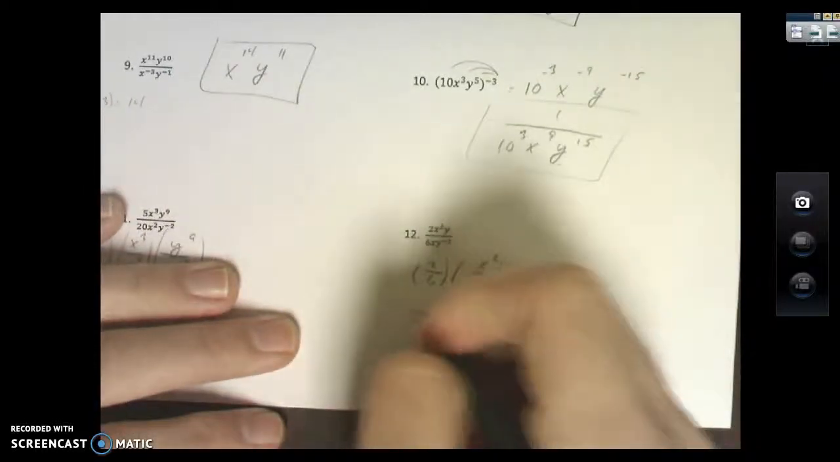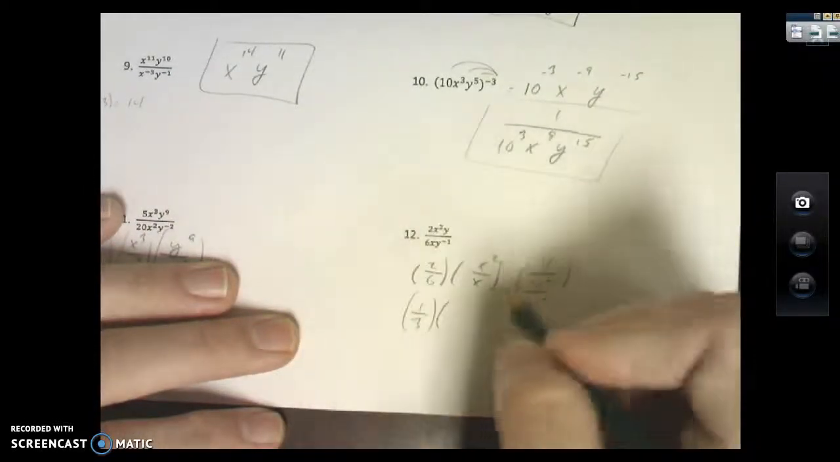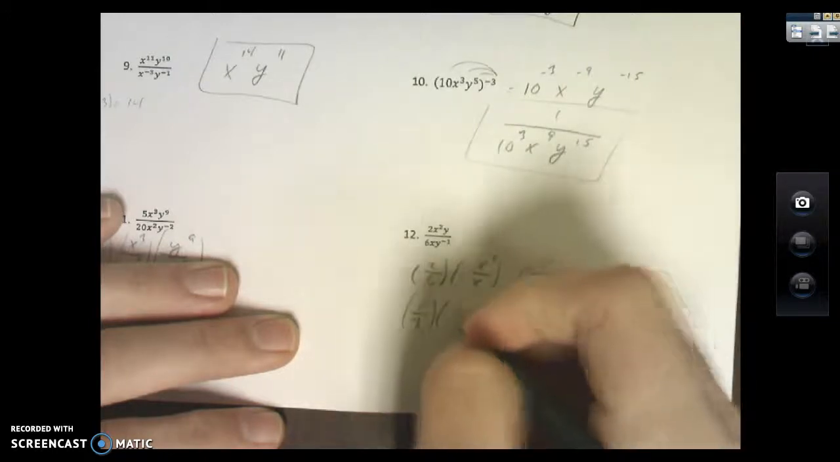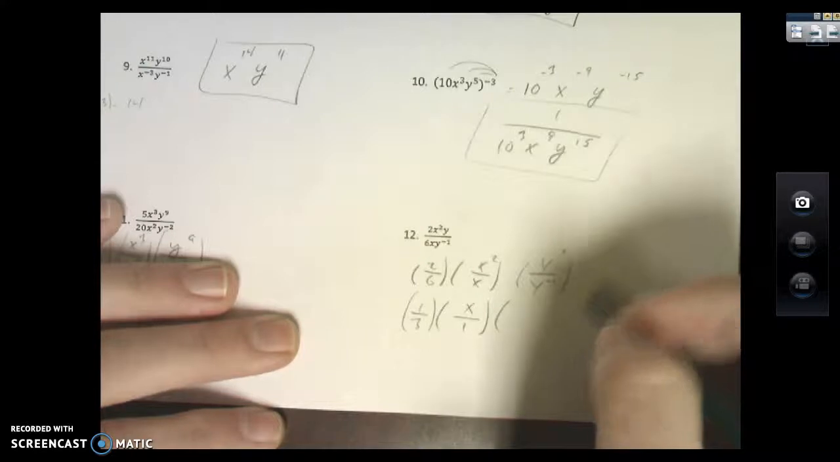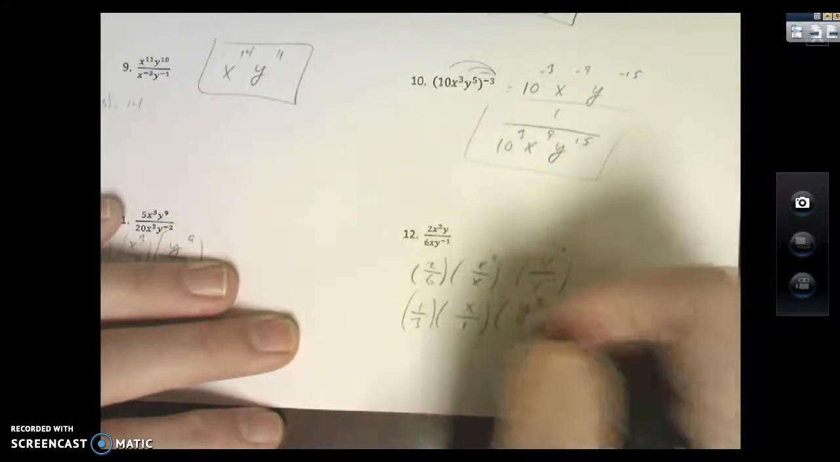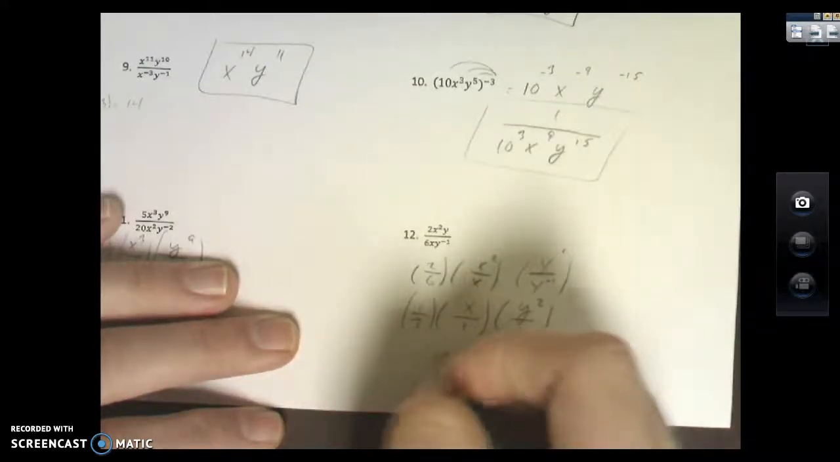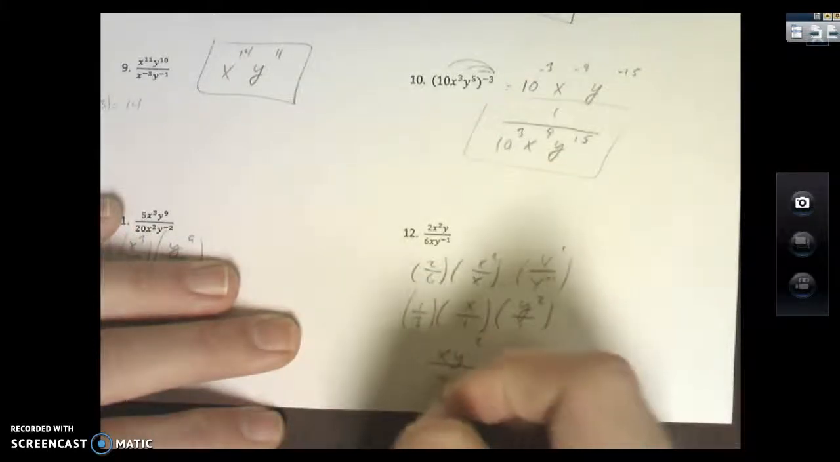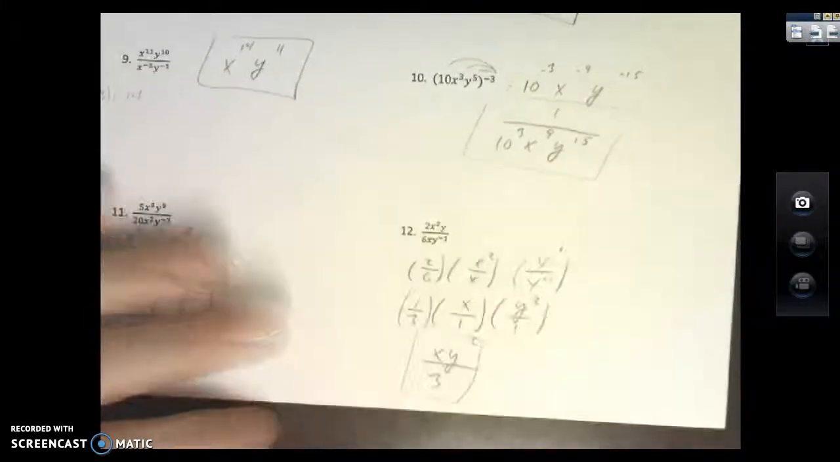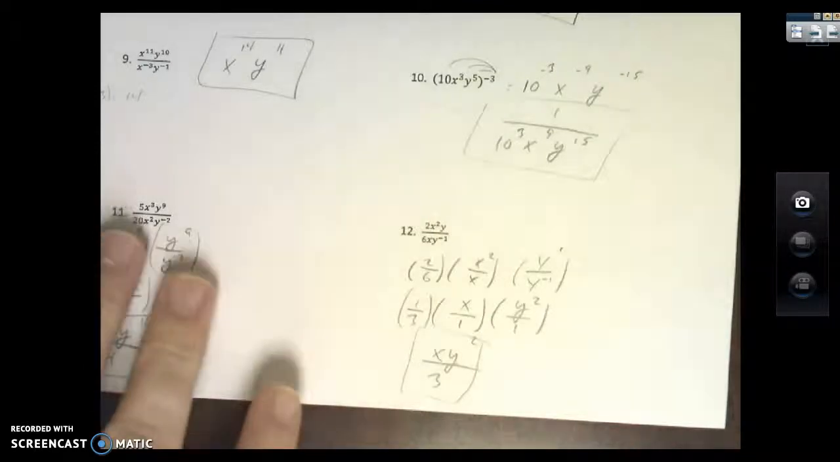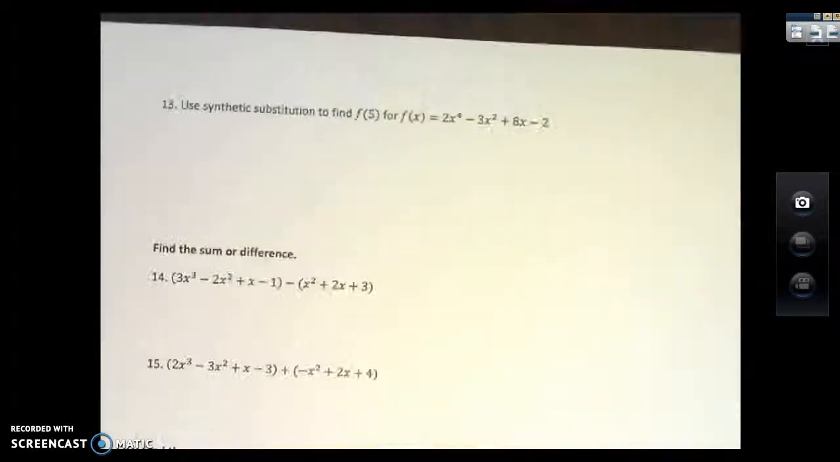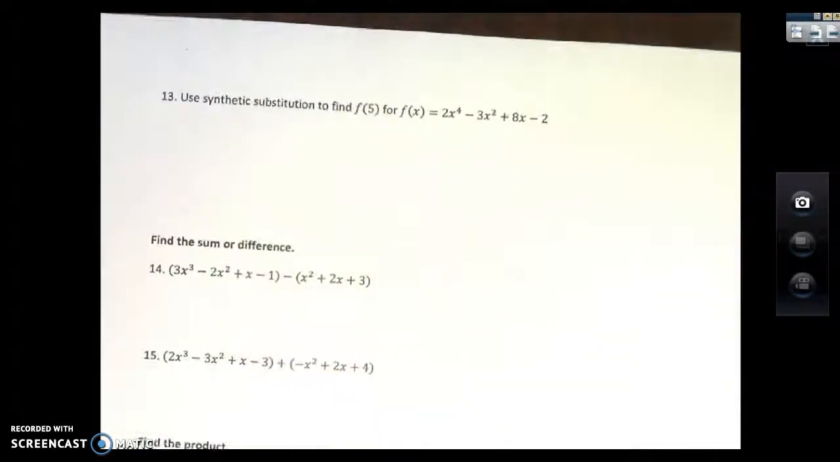2 over 6 is 1/3. X squared over x is just x over 1. And then this is just 1 minus negative 1, which is 1 plus 1, y squared. x, y squared over 3. Okay? Looking good. Okay, that was the hard part. The back's fairly simple. Alright, use synthetic substitution to find blah, blah, blah, blah.